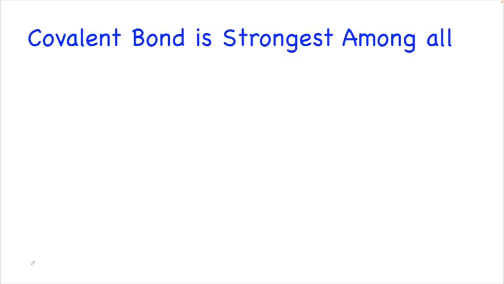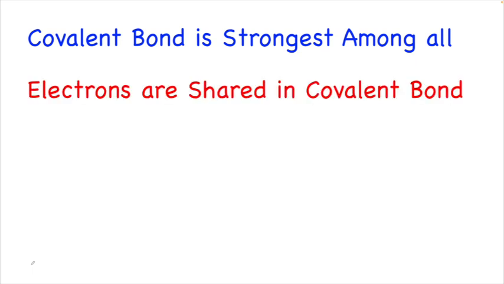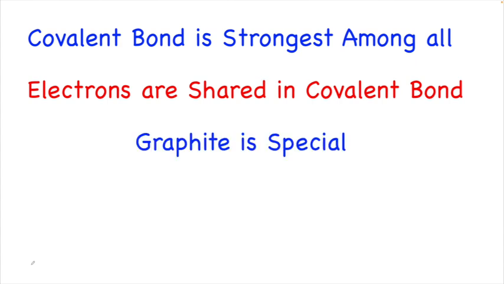So let's recollect all the important points that we have discussed about covalent bonds. The covalent bond is the strongest bond among all types of chemical bonds. In a covalent bond, electrons are shared between atoms, and these shared electrons are held very tightly. Because of this, no free electrons are available to move, and hence most covalent materials do not conduct electricity. However, there is one exception: graphite. Graphite is the only covalent material that conducts electricity.